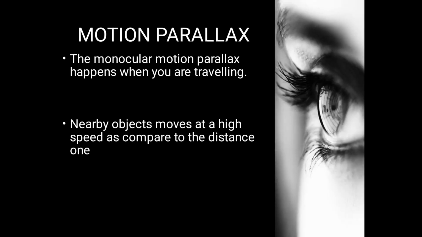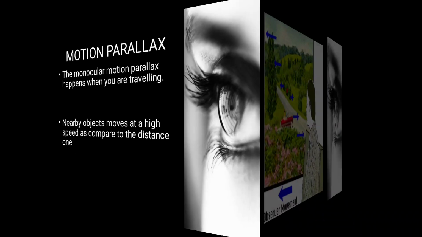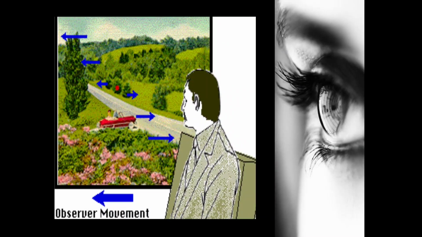Next one is motion parallax. It is experienced when someone is traveling. Let's see it with an example. This one is a person who is sitting or traveling in a train. We can assume that. So this one is the observer movement.